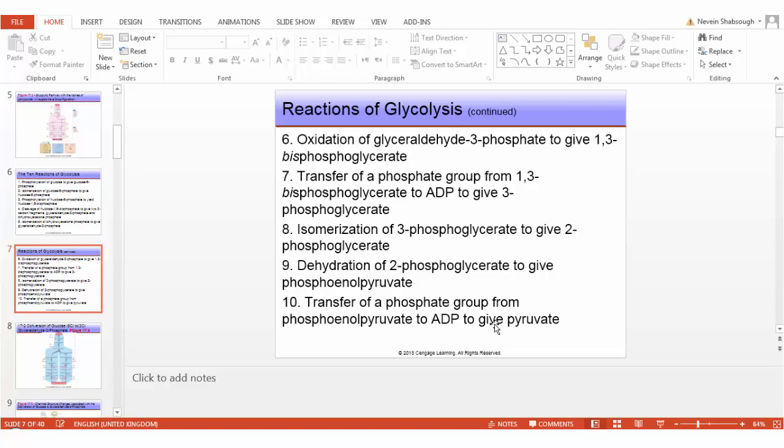Then isomerization of 3-phosphoglycerate to 2-phosphoglycerate. Then dehydration of 2-phosphoglycerate to give phosphoenolpyruvate. And again, this is a high energy compound, where in the final reaction, transfer of a phosphate group from phosphoenolpyruvate to ADP gives pyruvate with ATP. So note that only one of the 10 steps in this pathway involves an electron transfer reaction, and that is reaction number 6. Now we will look closely at each of these reactions in detail.